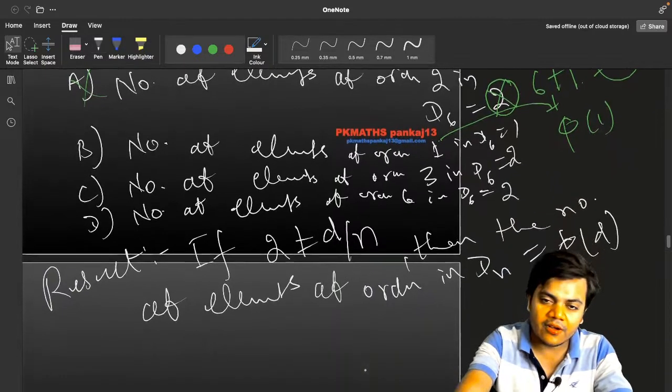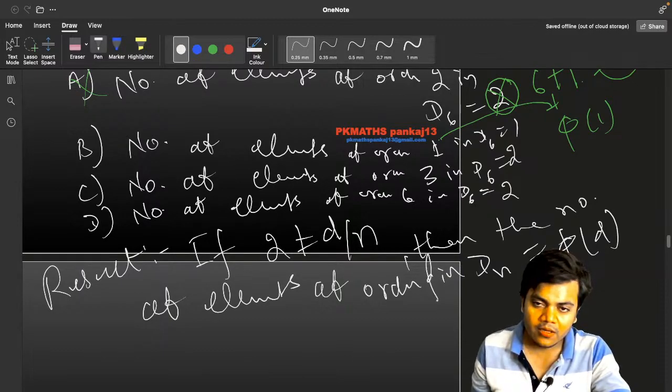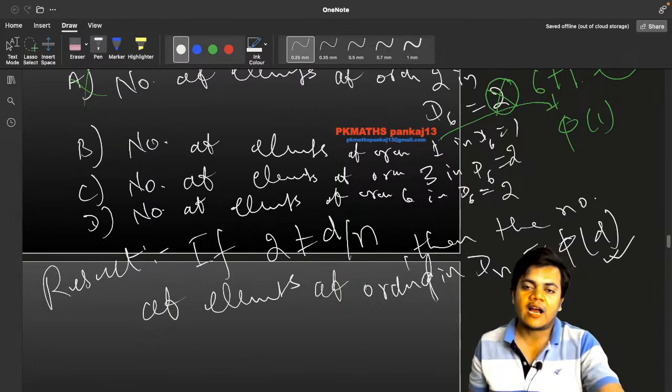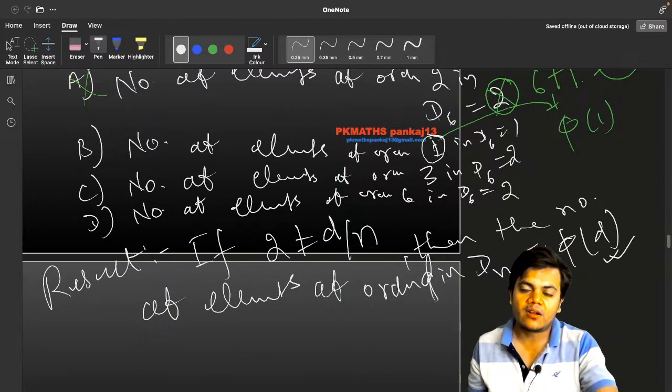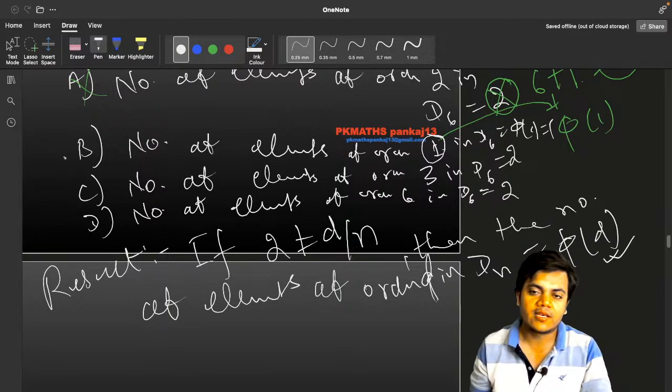मतलब कि अगर d से हम n को divide करते हैं और वह 2 नहीं आता है, तो number of elements of order d, तो d order के कितने elements होंगे Dn के अंदर? तो वो होते हैं φ of d. जैसे यहाँ पे number of elements of order 1, ठीक है, तो 1 तो 2 के बराबर नहीं है, लेकिन 1 6 को divide करता है, तो ये φ of 1 के बराबर होगा, और φ of 1, 1 के ही बराबर होता है, तो ये सही है.